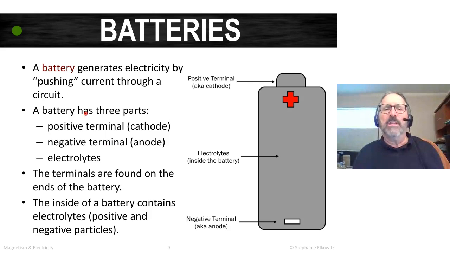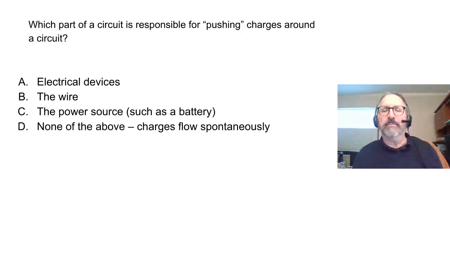All right, so the battery generates electricity by pushing the current through the circuit. The battery has a positive terminal called the cathode, a negative terminal called the anode, and the electrolytes are the stuff inside that creates the energy, and usually goes from negative to positive. The electrons want to go toward the positive.